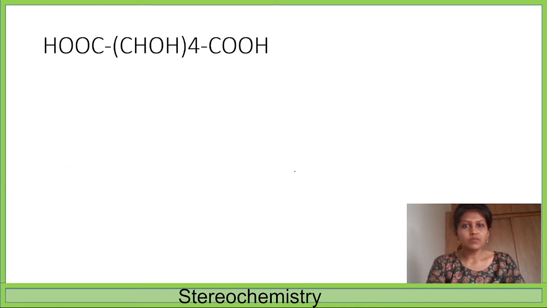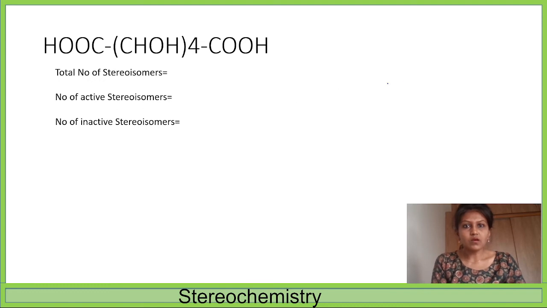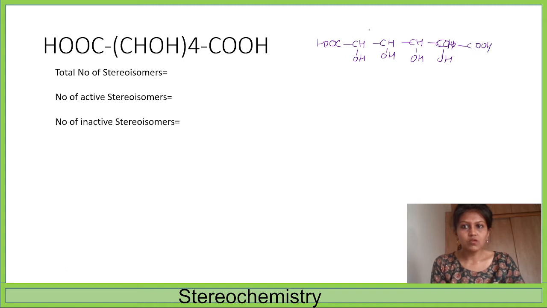Now next one, for this example, here the example is given COOH, CHOH, CHOH, CHOH, CHOH and COOH. So there will be total 4 chiral centers present. So we can write n is equal to 4.